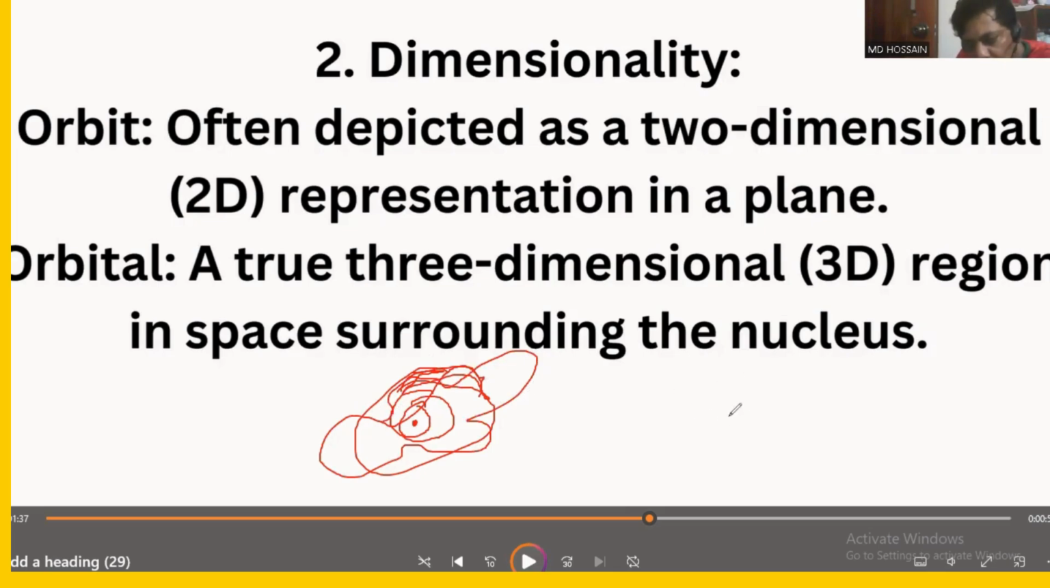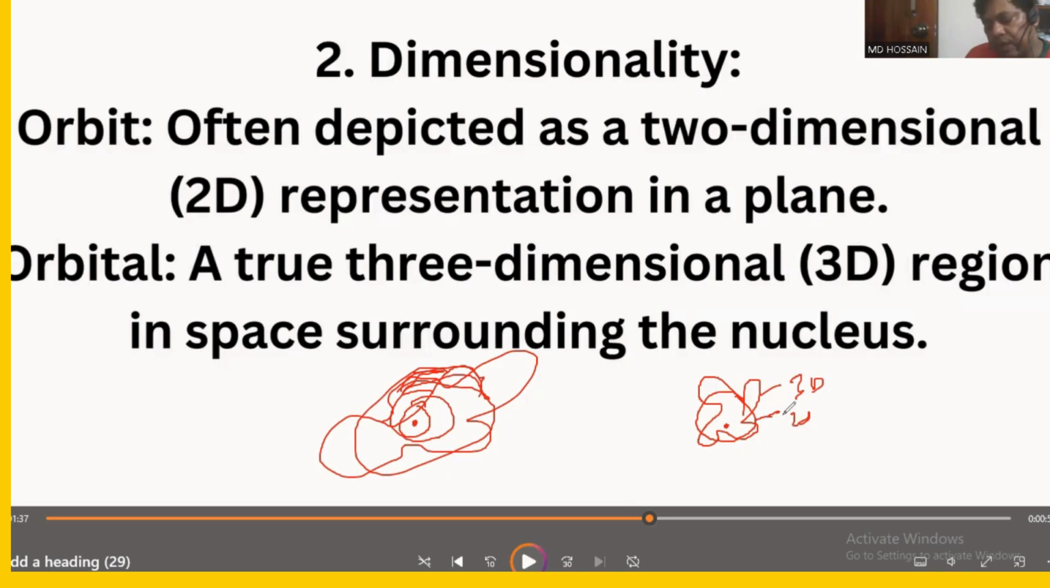If we draw clearly, then you can see this and this, this and this and this. This is the three-dimensional way. This is 3D. This is 2D. So you can differentiate dimensionally.